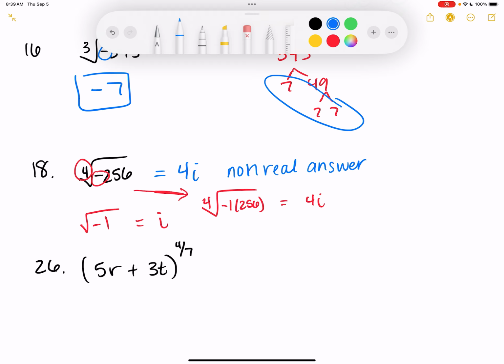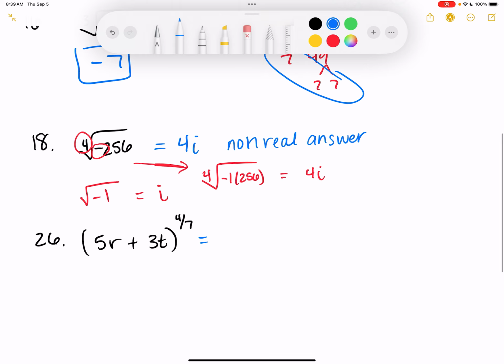So this is just going to become the denominator of this fraction here is my root. So this is going to be the 7th root. Then I take what's in parentheses, and I'm going to leave it in parentheses and raise it to the 4th power. So the numerator tells me it's the power. The denominator is the root. So this is going to be 5r plus 3t raised to the 4. And make sure you have those parentheses on there because the 4, like it being raised to the power of 4, is going on that whole thing.